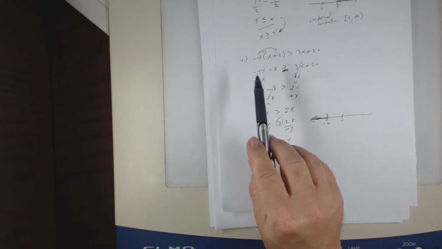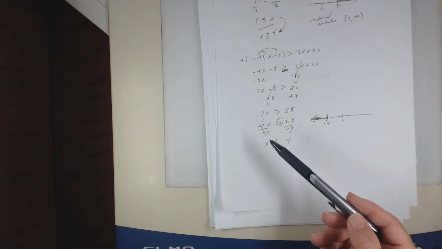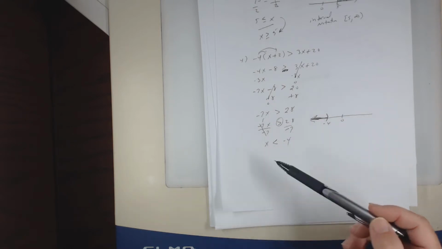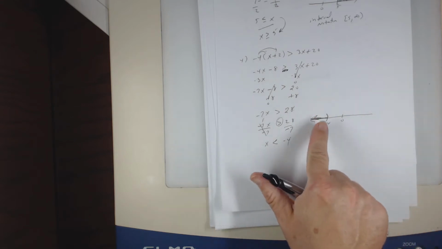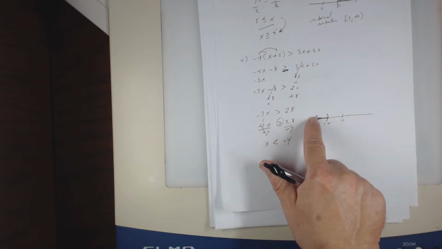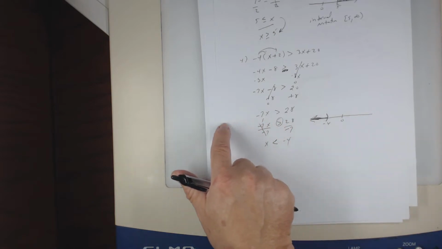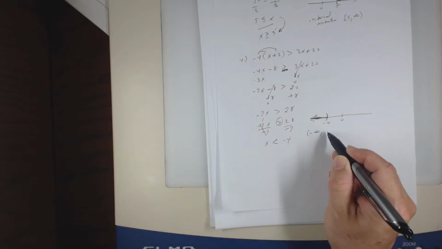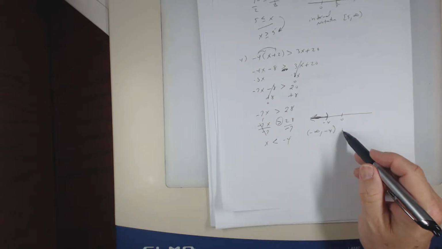So don't forget a couple of things you have to remember. You have to distribute. You have to bring variables to one side, constants to the other. When you divide by negative numbers, you have to switch the inequality symbol. And then you graph, and then you write interval notation. Remember, interval notation goes from smallest to largest. Notice the graph is pointing to the left, towards negative infinity. It's getting smaller and smaller. So it'll be parentheses, negative infinity, comma, negative 4, parentheses. So that's your interval notation.